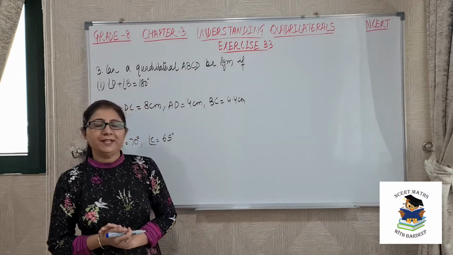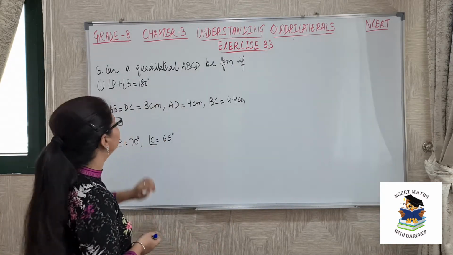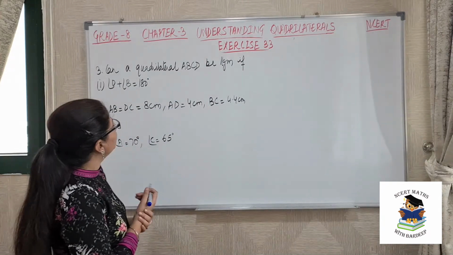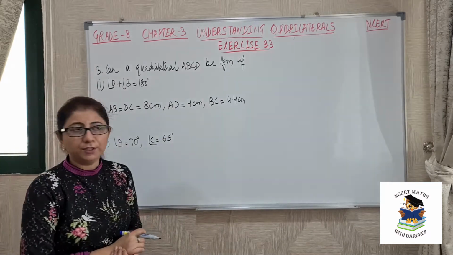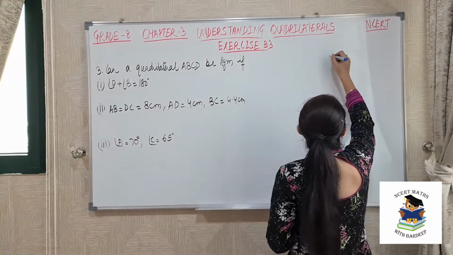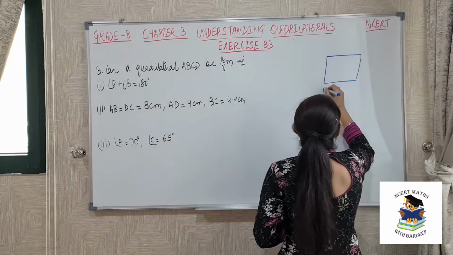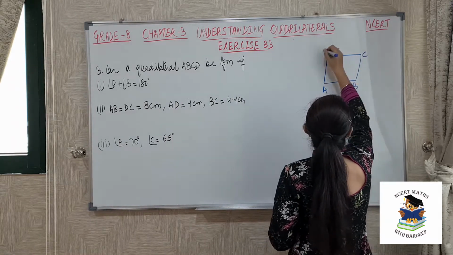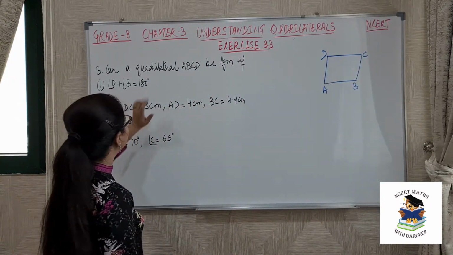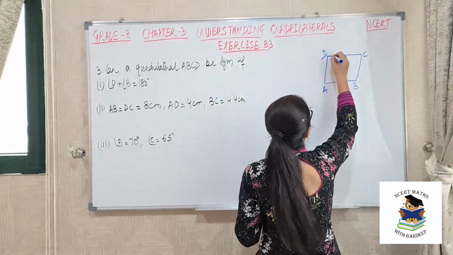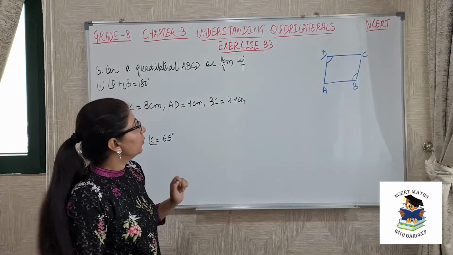Today we are continuing our exercise number 3.3 of chapter 3, that is understanding quadrilaterals. So the third question is, can a quadrilateral ABCD be a parallelogram in these three conditions? Let's first make a rough diagram so that we can relate this, since the name is given as ABCD. Okay. So the first part is angle D plus B is 180 degrees. So let's check. Angle D plus B is 180 degrees.